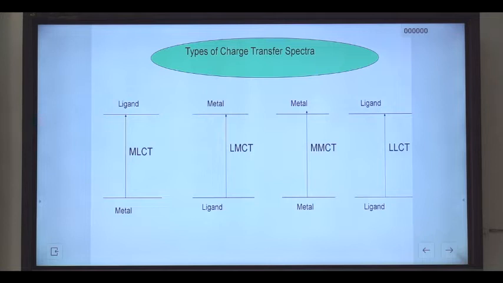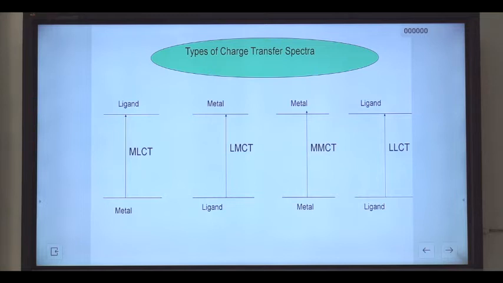orbitals, whereas the metal should have filled orbitals and the ligand should be vacant. That is why the metal will transfer its electrons towards the ligand. In the other case, ligand to metal charge transfer, the ligand should be filled so that it is able to transfer the electrons towards the metal, and the transition takes place as LMCT.